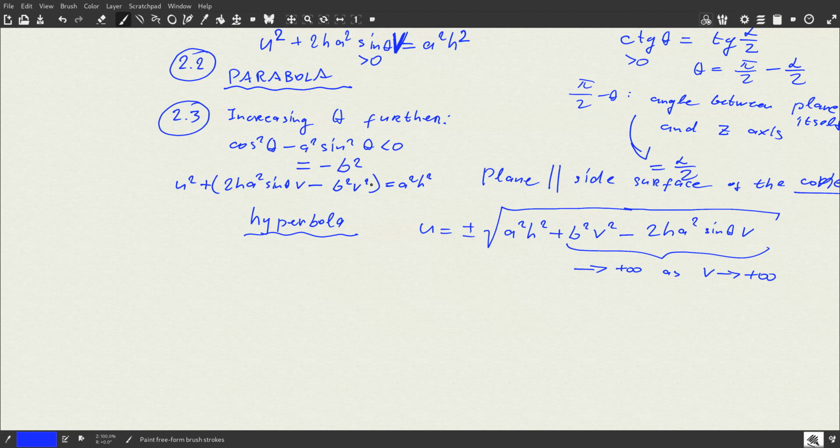Okay, let's go further. Increasing theta, increasing. What is the maximum value theta can take? Pi over 2. Eventually, theta equals pi over 2, which means that our plane is vertical.